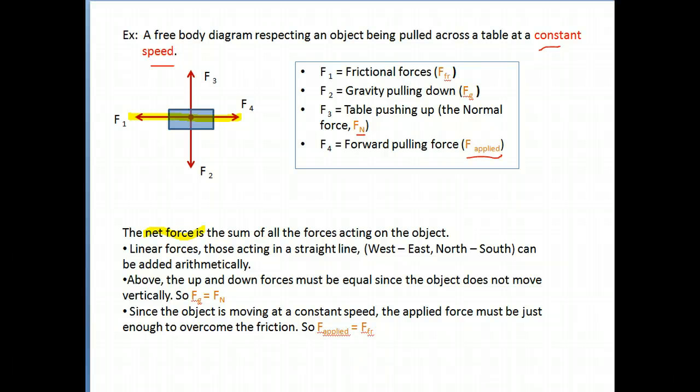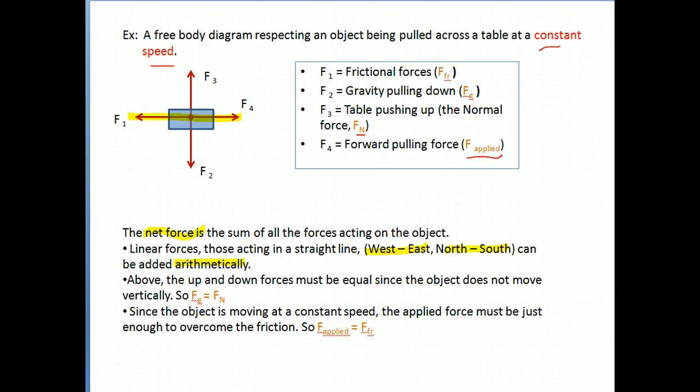Now these linear forces can be added arithmetically. In other words, we'll just use math to add the forces. And we'll consider each of them separately. So we'll consider the east-west forces and then the north-south. So we look from east to west and after north to south.